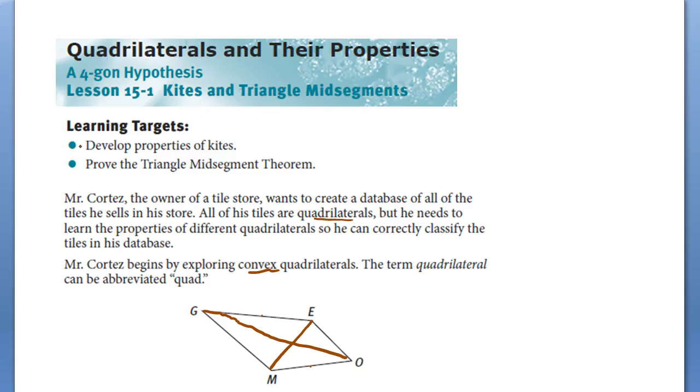In this lesson, we discussed a four-sided figure called a kite and looked at some of the properties of the kite, mostly involving diagonals of the kite. And then, for some reason, a triangle was put into this activity as well, and we looked at the triangle midsegment theorem.